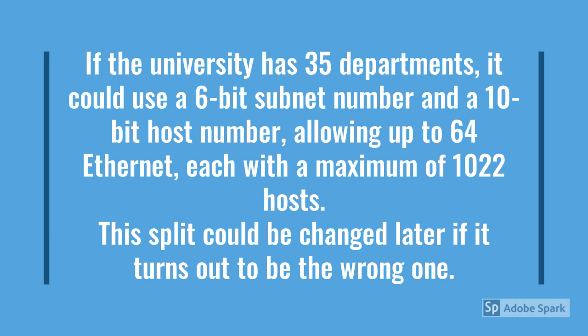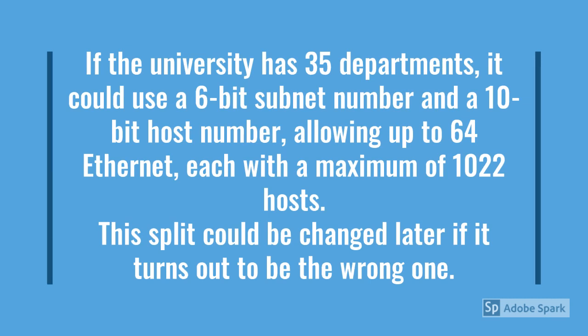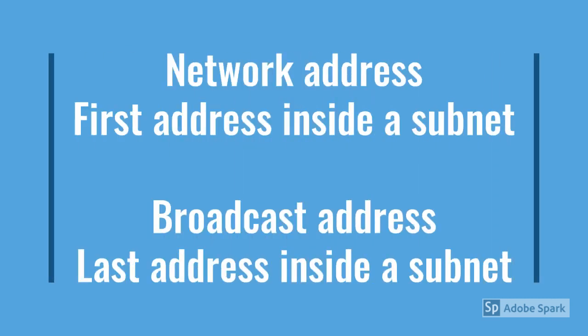Now we'll see why there are only 1022 hosts even though 2 power 10 is 1024. The reason is that the first address inside a subnet is the network address and the last address inside a subnet is the broadcast address. So these two addresses cannot be used for individual hosts.